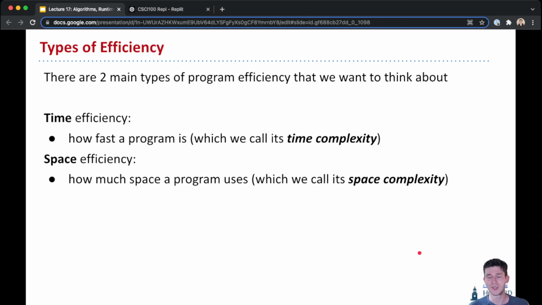I slipped up and said the word fast, but we should be clear here. Efficiency can mean multiple things. And in programming, we think about two main types of efficiency. We think about time efficiency, which is how fast a program is, so how quickly does it give me an answer? And we also think about space efficiency, which is about how much space a program uses in memory.